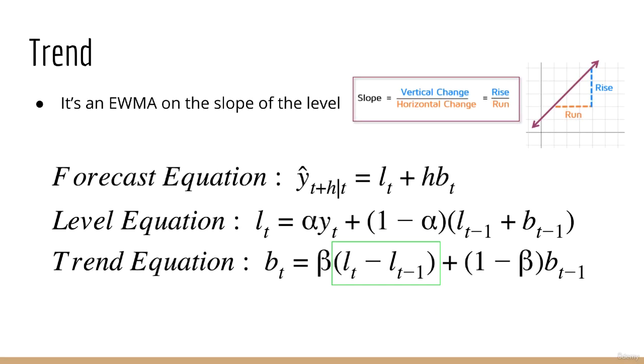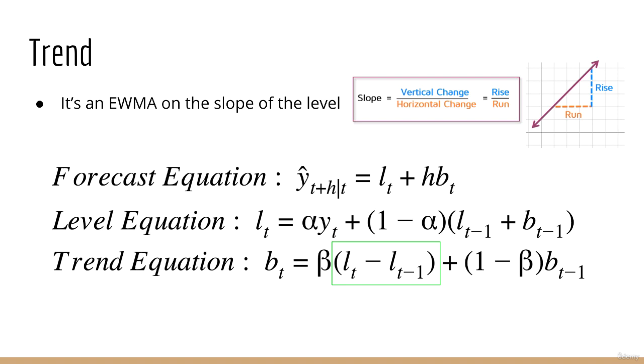Finally, we have the trend equation. As you can see, the general form of this equation still follows that of exponential smoothing. We have beta times something plus 1 minus beta times the old value. In other words, the trend b of t is also an exponentially smoothed estimate. But what is it an exponentially smoothed estimate of? Well, that's the thing that goes in front of the beta. So what goes there? In fact, it's just L of t minus L of t minus 1.